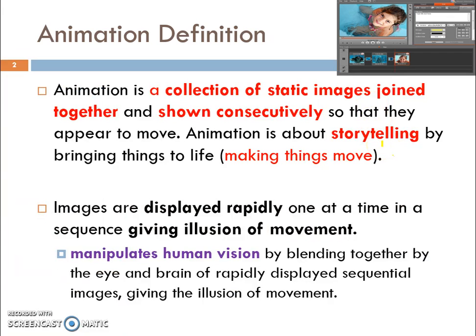So next, what is animation? Animation is a collection of static images joined together and shown consecutively so that they appear to move. Animation is about storytelling by bringing things to life, which is making things move. Images are displayed rapidly in a sequence, giving the illusion of movement. It manipulates human vision by blending together, by the eye and brain, rapidly displayed sequential images, giving the illusion of movement.